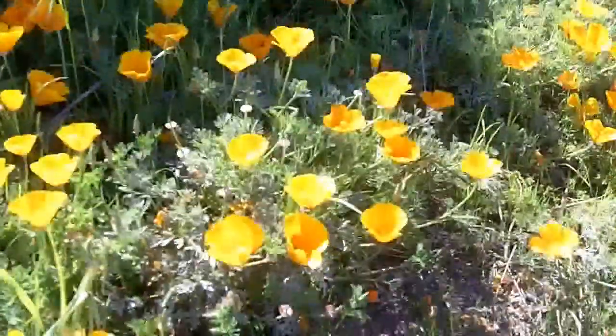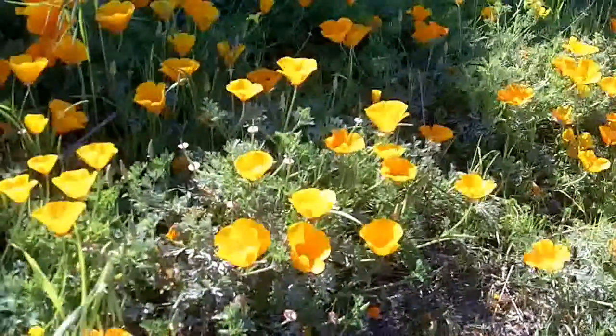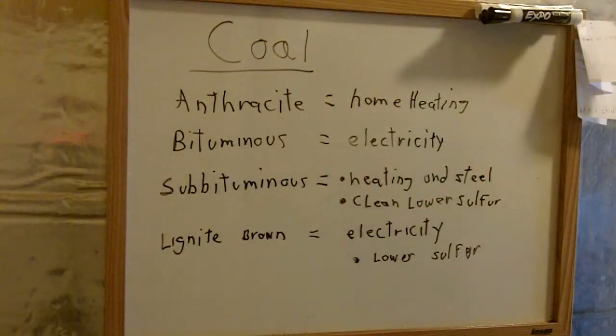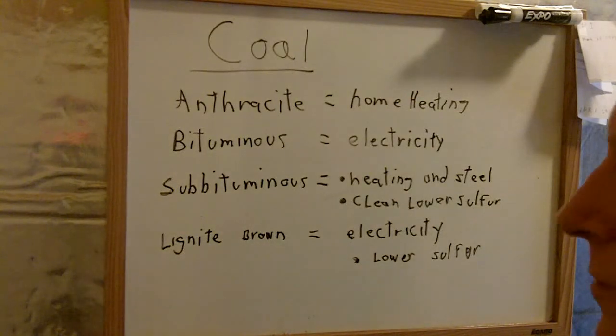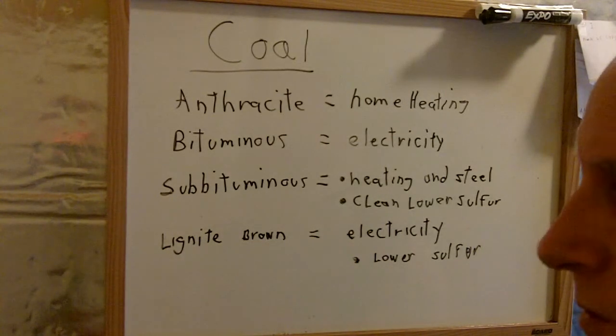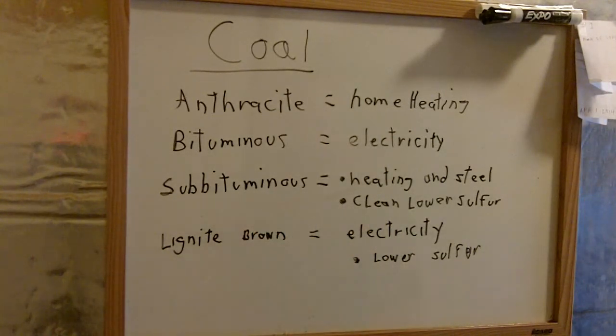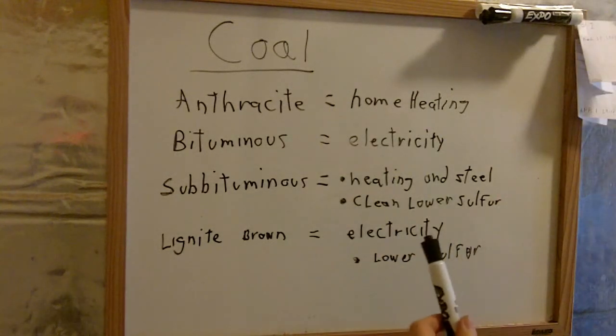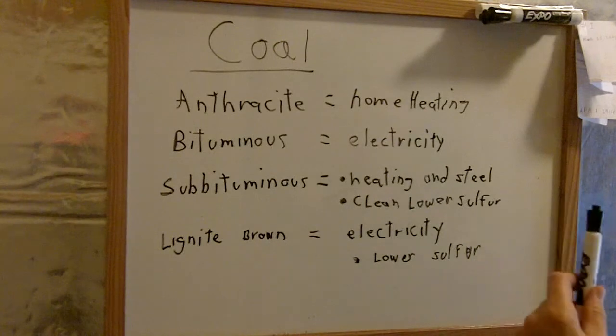Let's figure out what they're used for. Okay, anthracite is mostly home heating. It's the dirtiest coal, has the highest sulfur, and isn't used too much in industry, usually just for home heating. Bituminous coal is a little cleaner, and it's used for generating electricity. So subbituminous, I think that's the correct pronunciation, is mostly used for heating and steel production.